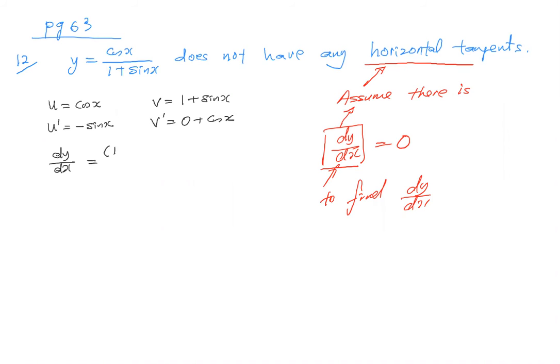V times U prime, take away U times V prime, divided by one plus sin X the whole thing squared.